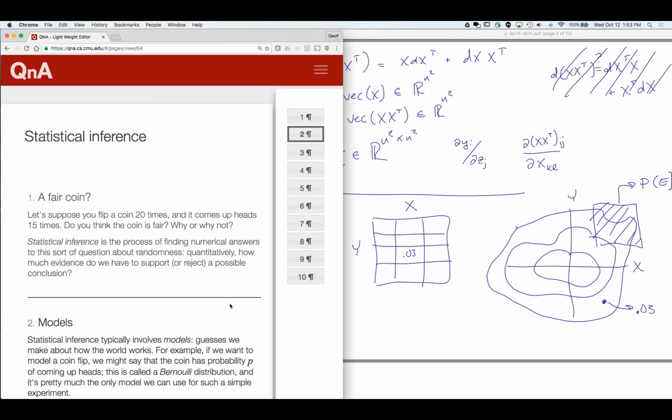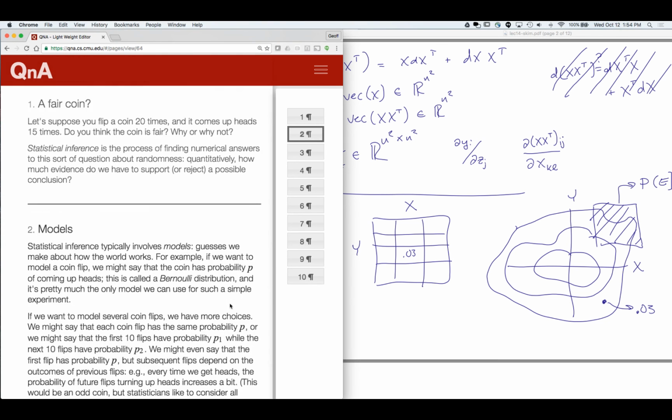Let's suppose you flip a coin 20 times. It comes up heads 15 times and tails the remaining 5. Do you think the coin is fair? I encourage you to write down an answer for yourself. In particular, not just whether the coin is fair, but what odds would you give somebody if you were going to bet whether the coin was fair or not? And so statistical inference means finding numerical answers to this sort of question about randomness. Quantitatively, how much evidence do we have to support or reject a conclusion like whether that coin is fair?